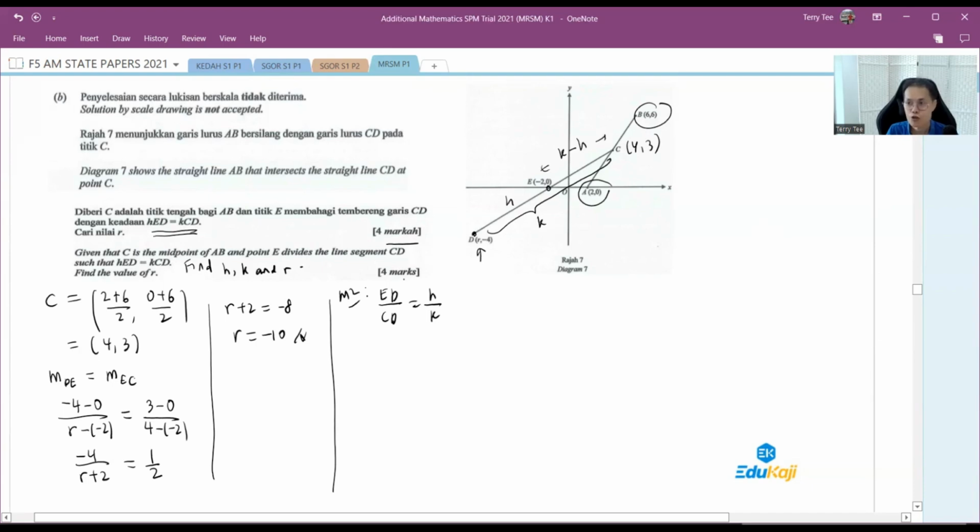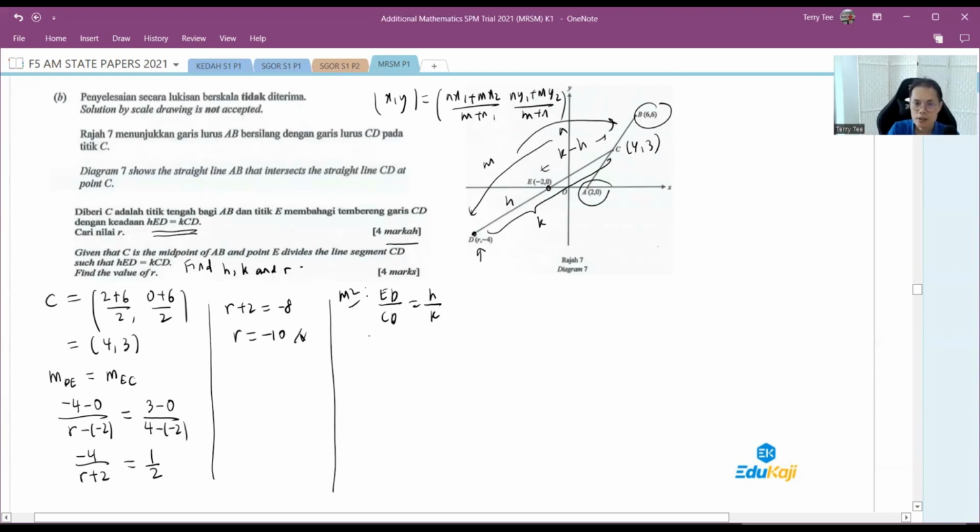Now let's say they ask you to find H and K. We use the ratio, the division of a line segment. We call it the ratio theorem. The formula works like this: a point in between equals nx1 plus mx2 over m plus n, ny1 plus my2 over m plus n. The main thing to understand is that the ratio and the coordinate must be opposite. You cannot multiply M with coordinate point C. You must multiply with the opposite coordinate.